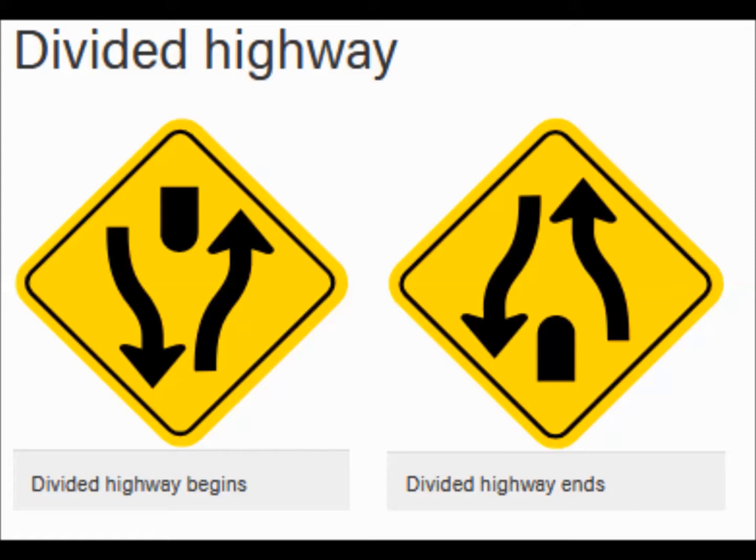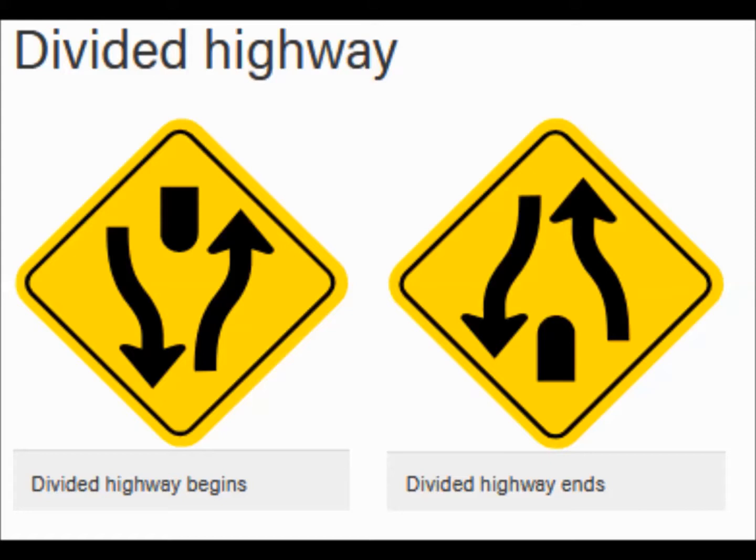There are two arrows and one block. The arrow on the left is going down. It starts outside, then curves in and goes down again. The arrow on the right is going up. It starts on the inside, then curves right and continues going up. In between the two, at the top, is a black block. Divided highway begins.